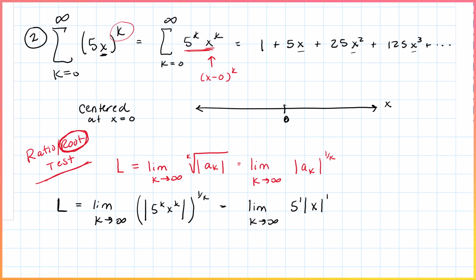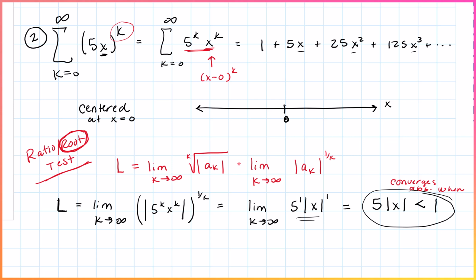Okay, so this is the limit as k is approaching infinity, but k is no longer there. So this limit is a constant in terms of k. So this limit is actually just equal to 5 times the absolute value of x. So our limit through the root test is just 5 times the absolute value of x. But we know that that will converge. This converges. By the way, it converges absolutely when this limit is less than 1.